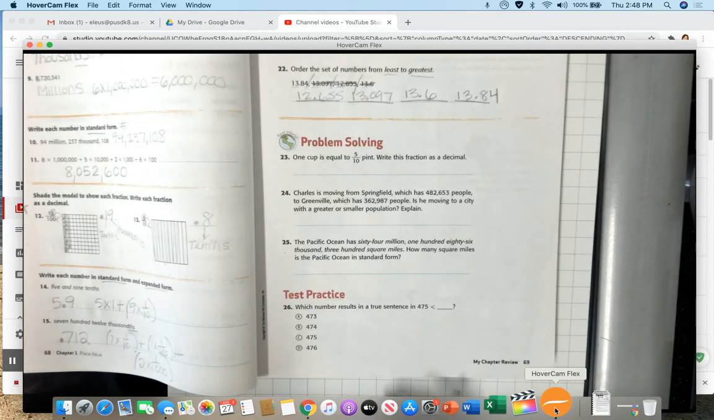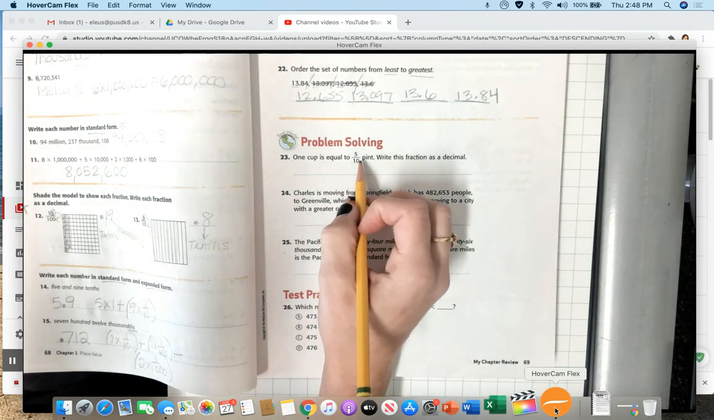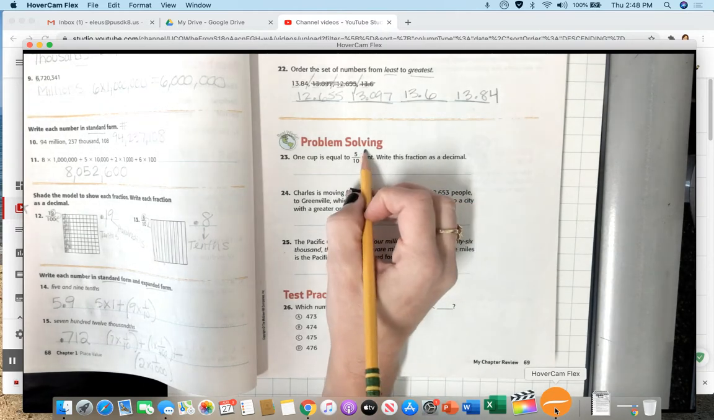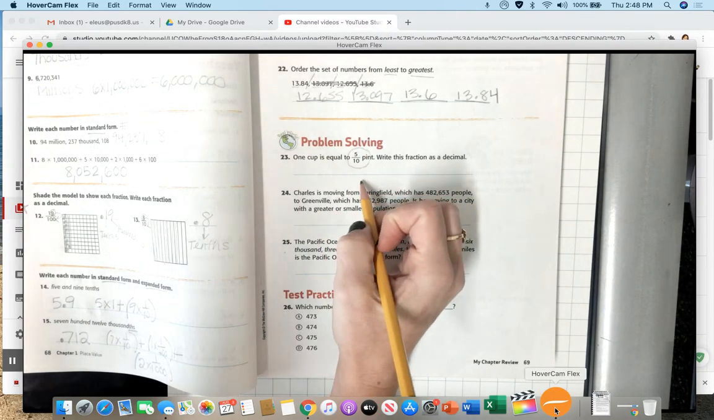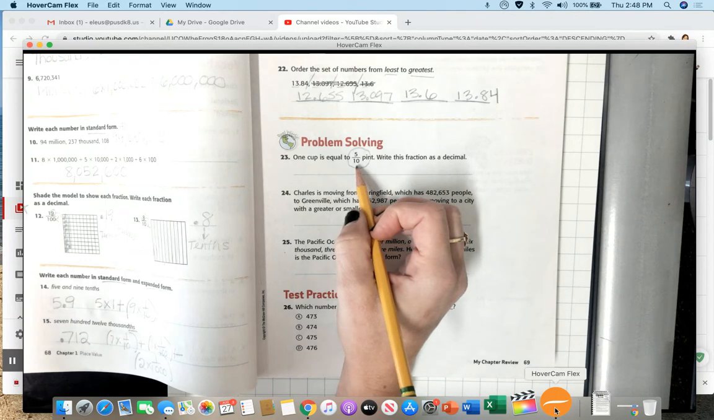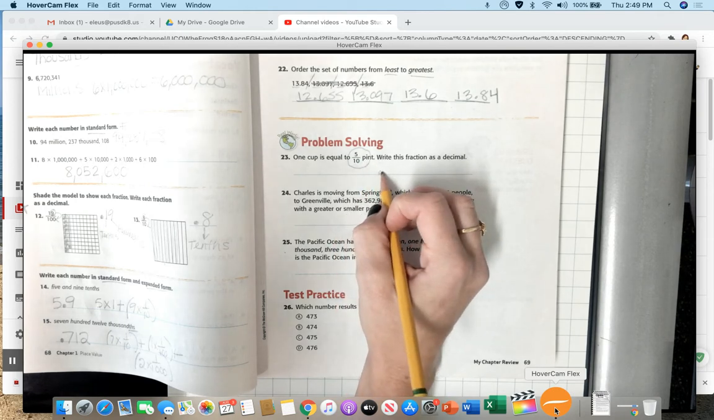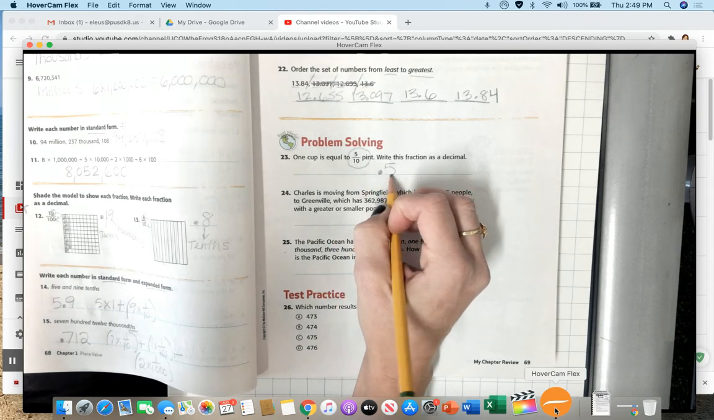Number 23. 1 cup is equal to 5/10 of a pint. Write this fraction as a decimal. So we're writing this fraction as a decimal. I want you to read it out loud. 5/10. That means I need a 5 in the tenths place. So write your decimal and place the 5 in the tenths spot.